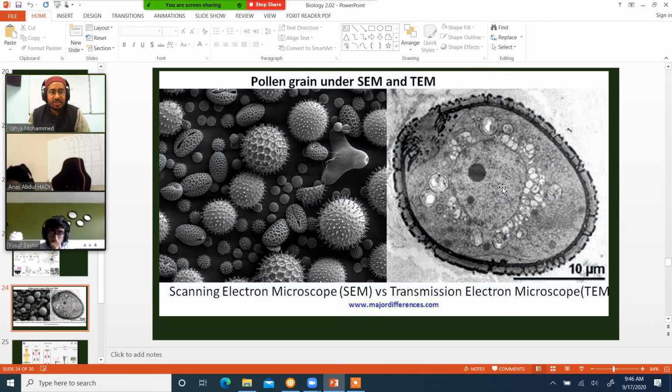So in the transmission, you're actually sending the beams through the slide. On the left, you're sending the beam at the specimen and it's bouncing off of it. You understand the difference between the dissection microscope and the compound microscope? You remember we talked about that difference. This is the same exact kind of idea. On the right, the transmission electron microscope, you're sending the electron beams through the specimen.